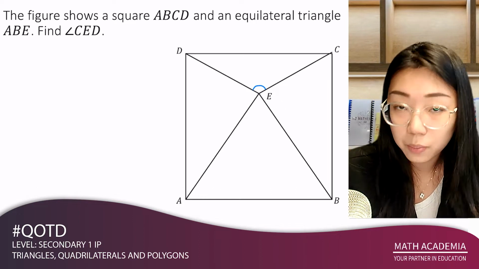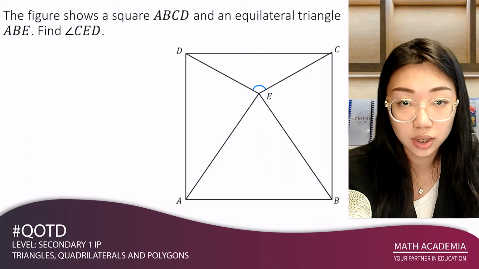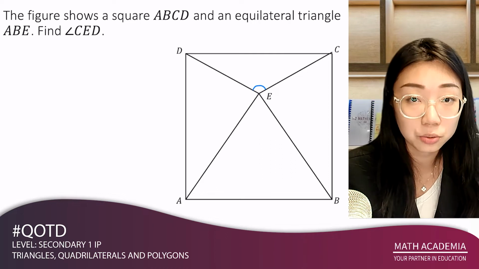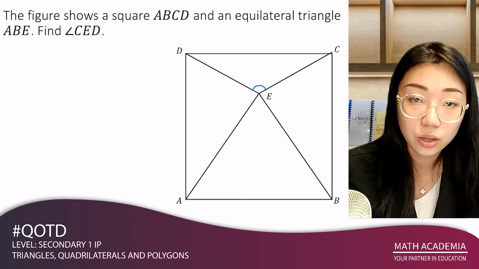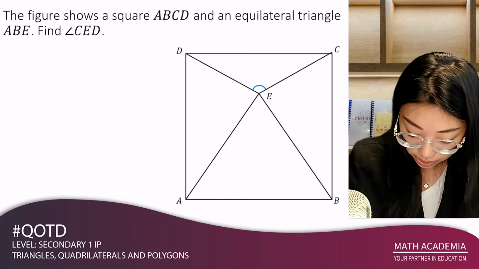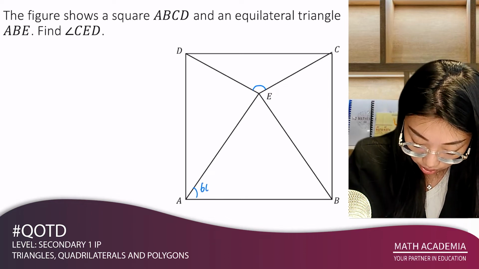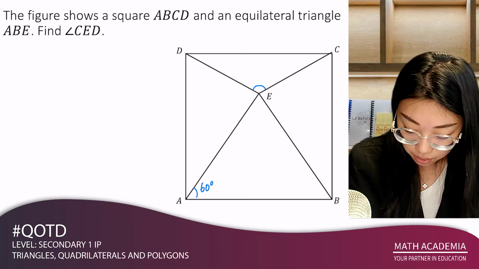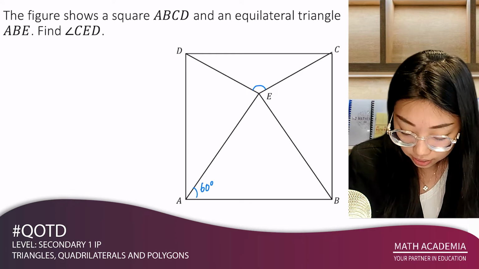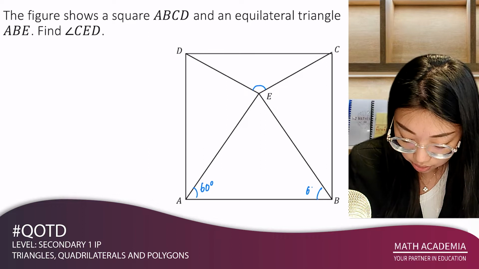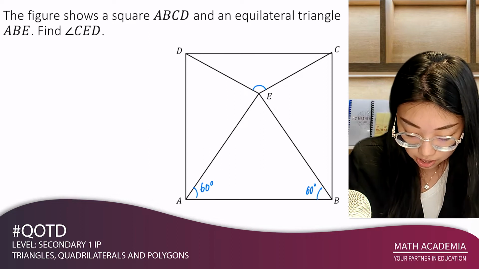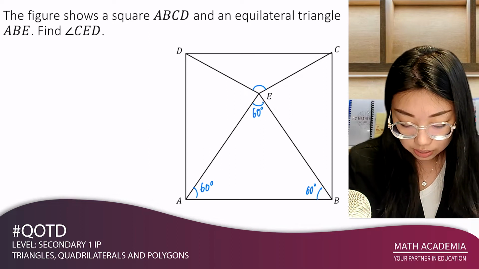Let's recap. The properties of an equilateral triangle is that it has all three equal sides and each angle equal to 60 degrees. So let me label them. So angle EAB would be 60 degrees, angle EBA would be 60 degrees, and angle AEB would be 60 degrees.